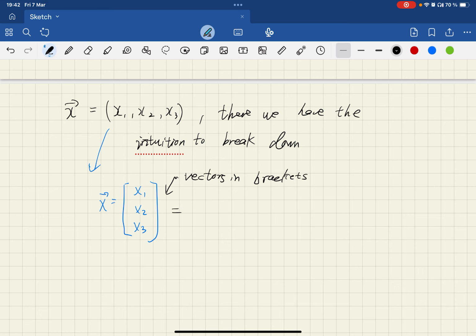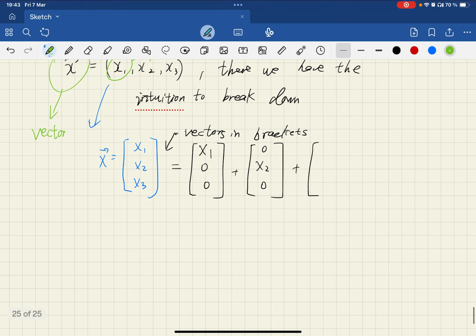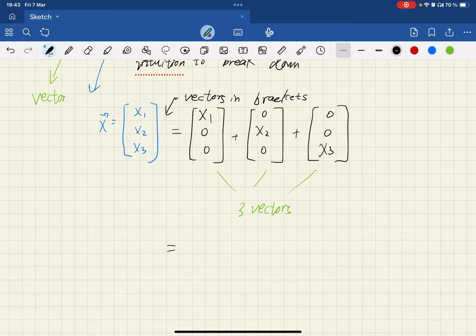So, as we mentioned before, and many people have a misunderstanding here, this is a vector and its components are all numbers, which means we can write it as the addition of three vectors. Here we go.